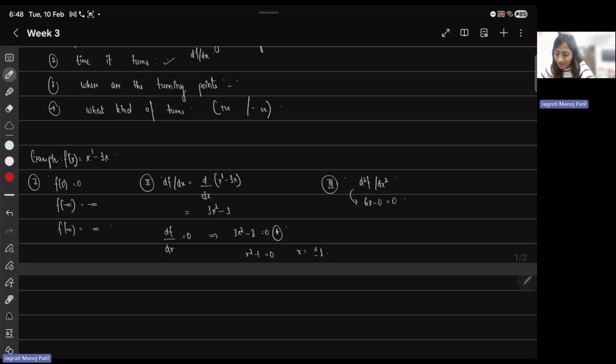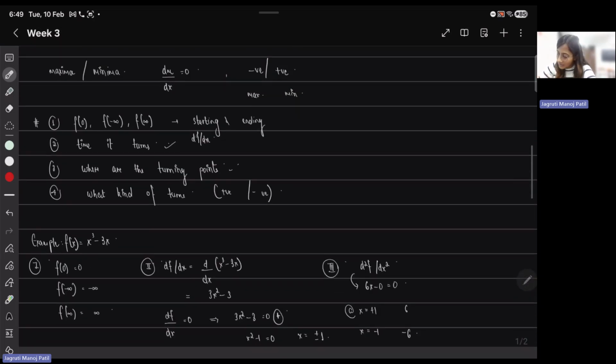Now I'll evaluate it at these points. Okay, 2 points. So now you evaluate it at x equals plus 1 and you evaluate it at x equals minus 1. So at plus 1 you have 6, at minus 1 you have minus 6. So what do you know? For the one where it was positive, it's a minima for your case. That's how the definition stands, and this is a maxima.